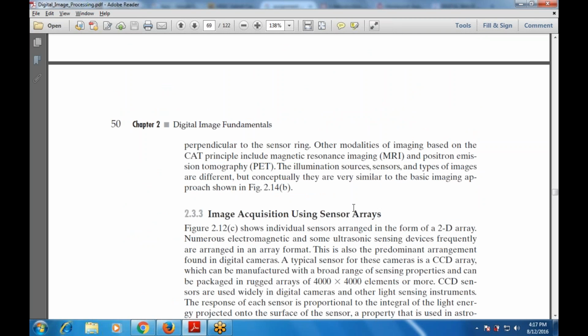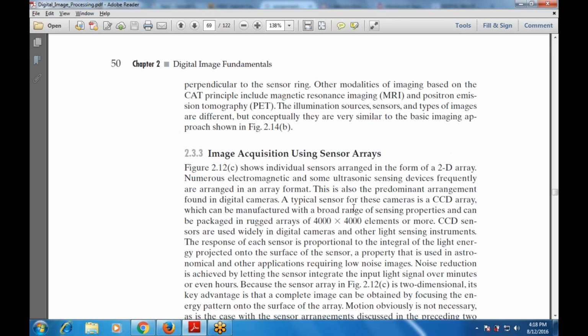Single sensor means there is only one sensor available. The next one is the sensor strip. There are multiple strips available for the image creation, known as the sensor strips. And the next one is the sensor arrays. Arrays means a combination, when we combine multiple strips, that is used for the camera, known as the sensor arrays.